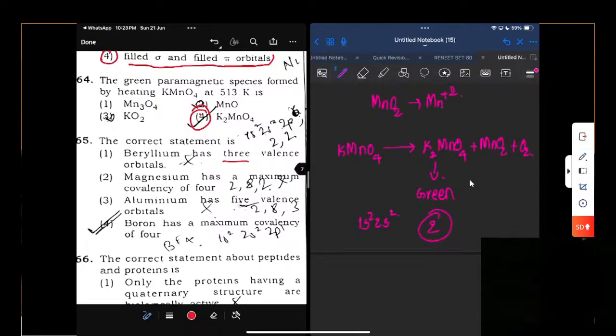This is also wrong. And next one, aluminium has 5 valence orbitals. No, aluminium doesn't have 5 valence orbitals. How many electrons can it accept? Only 3 electrons. So that's also wrong. Boron has maximum covalency of 4. So this is correct. Question number 65, option 4 is the correct one.